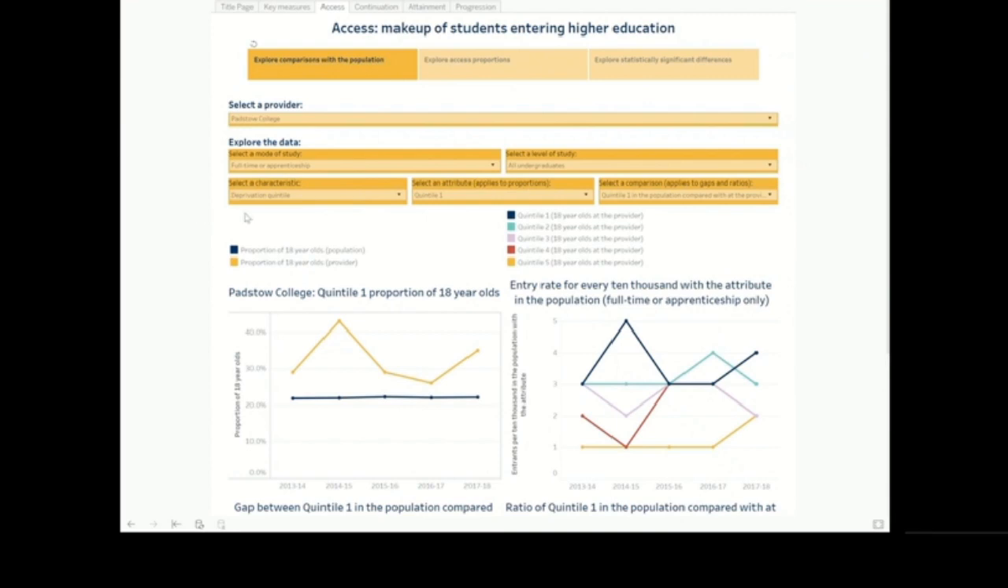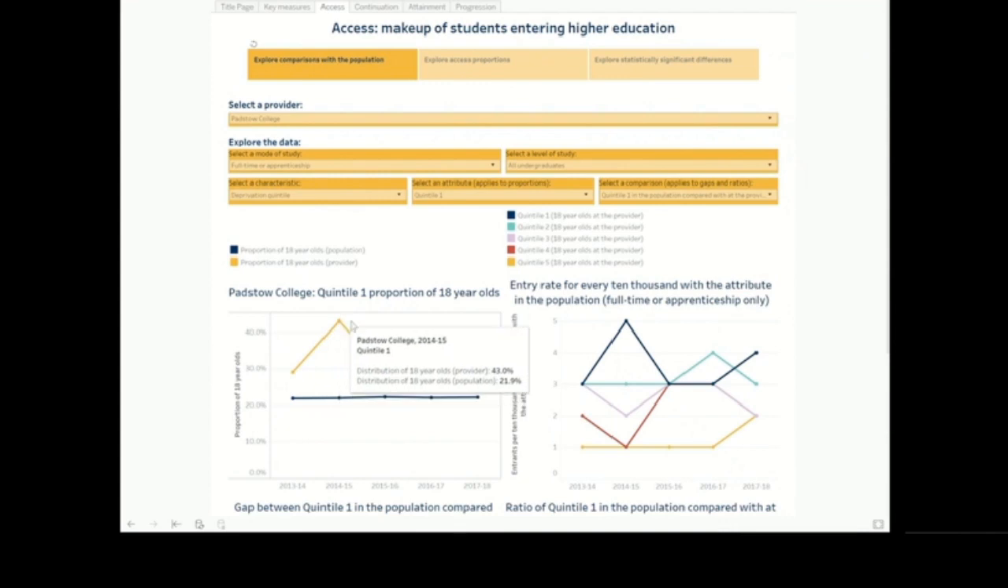The chart at the top left compares the proportion of these students that gain access to the selected provider to the underlying proportion in the population for 18-year-olds. For the deprivation characteristic, this compares to the English population. For the ethnicity and polar 4, this compares to the UK population.